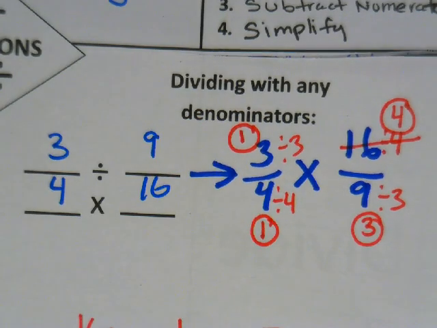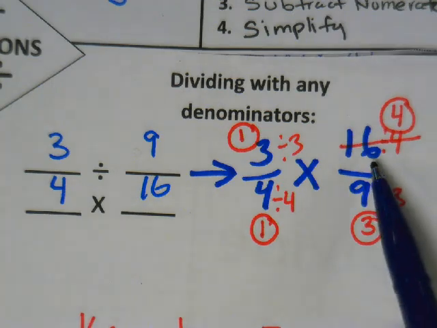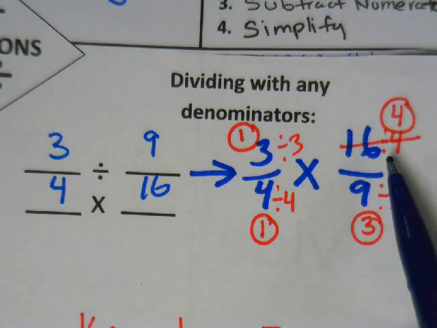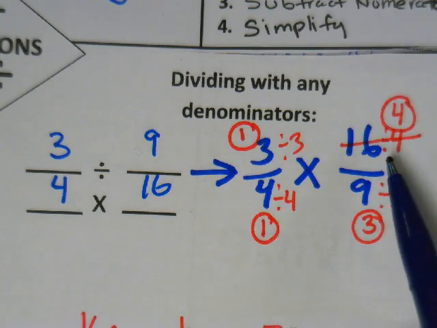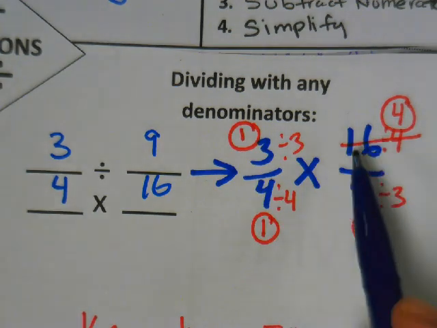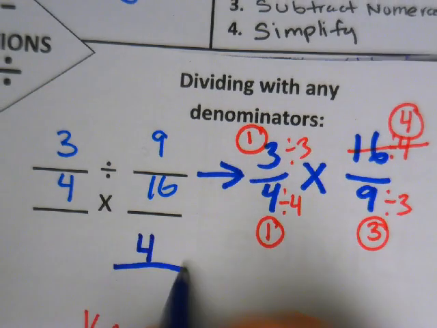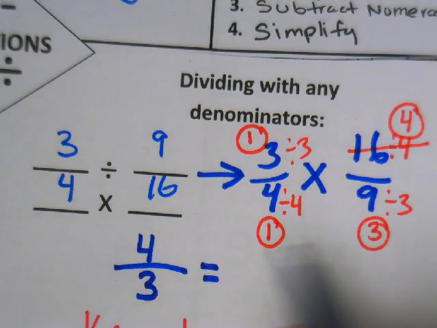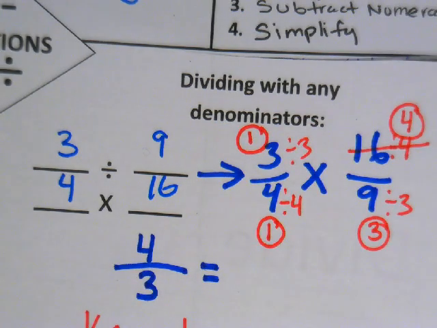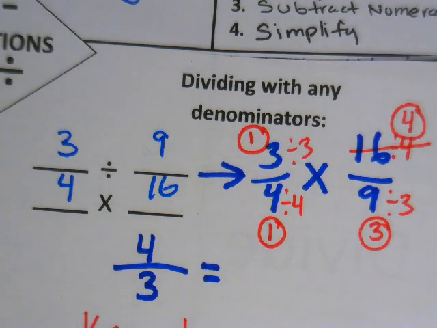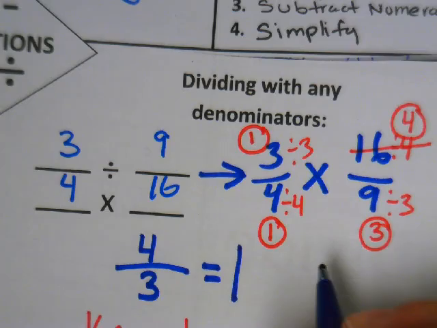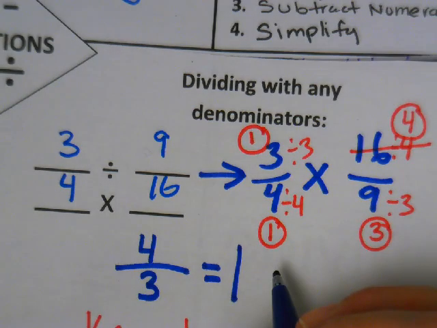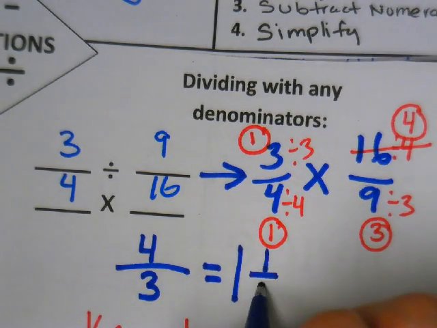No, we changed the 16 to a 4. What's 1 times 4? 4. But 3 times 4, it's 12. And then 1 times 3? 3. Improper, so make it into a mixed number. 12 over 3. 1 and 1/3. That first try. 1 whole and 1/3.